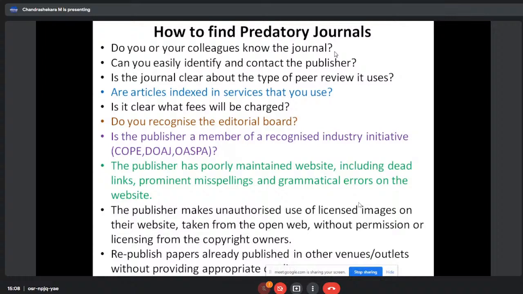Publishers have poorly maintained websites, including dead links, prominent misspellings, and grammatical errors. This also we have to observe. Publishers make unauthorized use of licensed images on their website, taken from the open web without permission or license from the copyright owners. Next, the publisher republishes papers already published in other outlets without providing appropriate references.